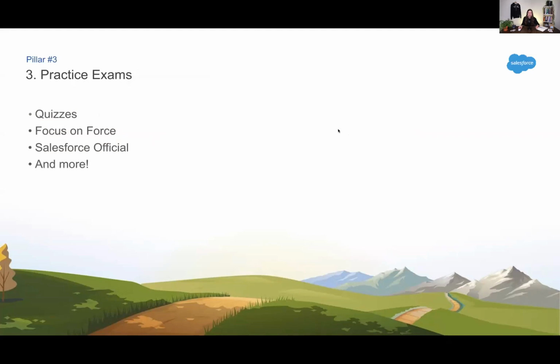All right, our final pillar, pillar number 3, is practice exams. In my opinion, these are pretty much a must for any certification, whether it's Salesforce official practice exams or informal quizzes, or from entirely other platforms such as Focus on Force. They do some good ones, or Salesforce Ben as well, another very popular Salesforce blogger. Practice exams are a really great way to check your knowledge and how prepared you are before jumping straight into the real thing.